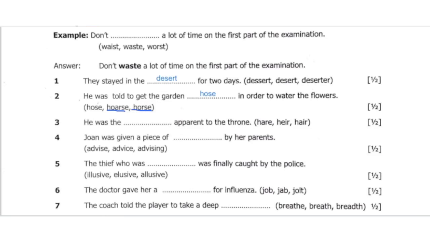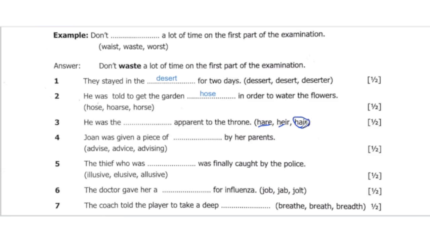Now we come to question number three. Question number three is he was the dash apparent to the throne. So here we've got words here and here, and this one is here. This one we know it. This is the hair we have on our heads, right?